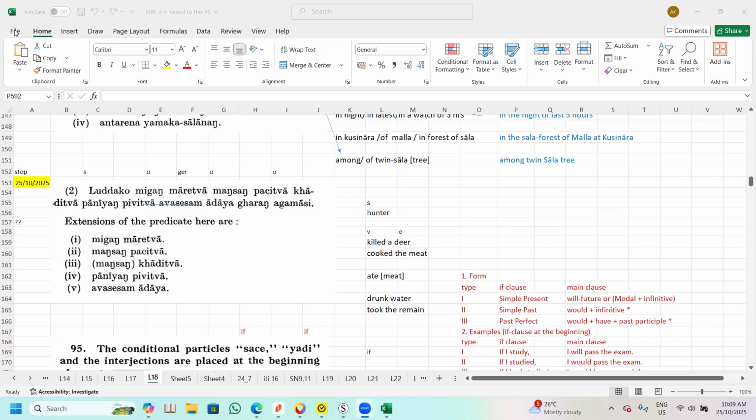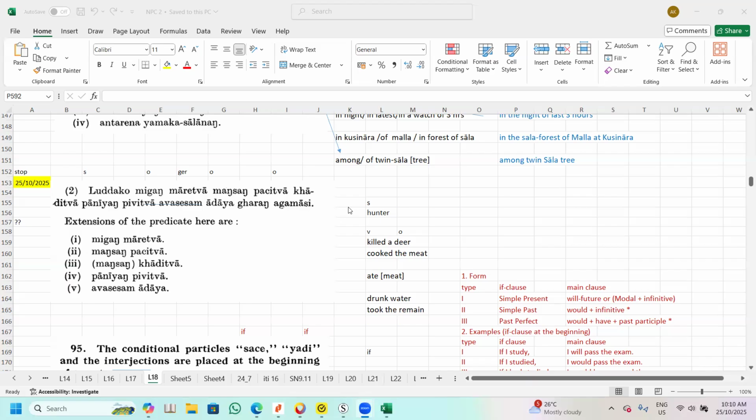If you look at number two carefully, normally in the structure of Pali, the most important verb, the main verb, is usually placed last.